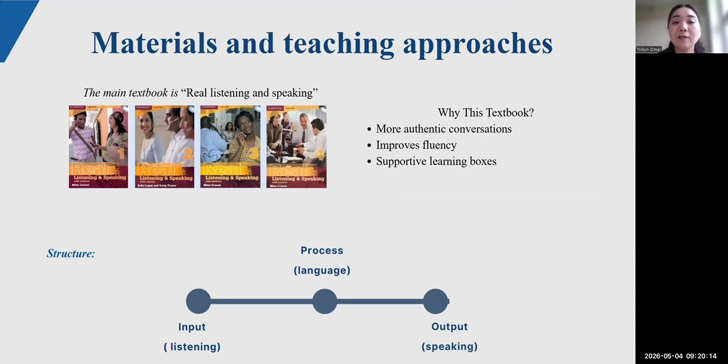Students first engage with listening input, then focus on language, and finally apply it through speaking practice. One of the key strengths of this material is its emphasis on interactive tasks such as discussions and role plays, which help develop communicative competence. However, it's also important to note that the textbook mainly reflects a Western context, which may influence cultural perspectives. To sum up, the selected materials effectively support the course objectives and enhance students' speaking skills in a meaningful way.